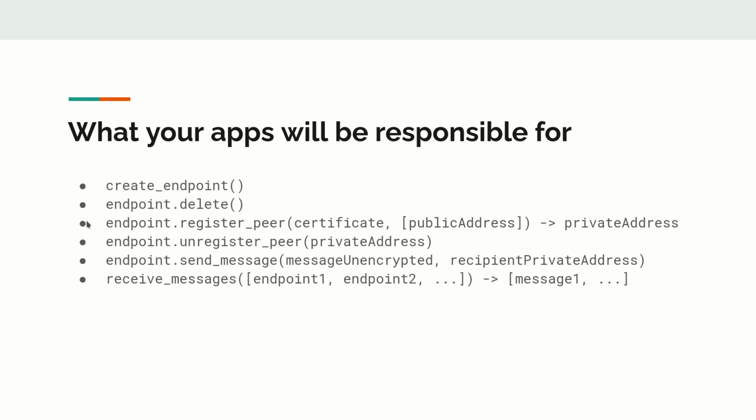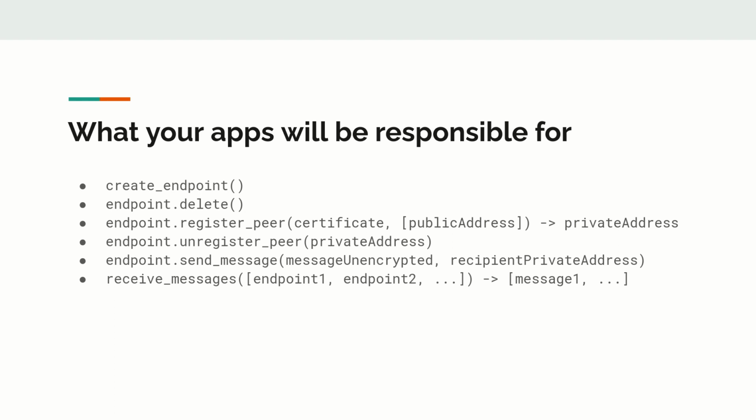Then the next 2 operations are to do with the peers that the endpoint you've got will be talking to. So you will be registering a peer by passing the peer's certificate, and if that peer is a public endpoint, then you will get the option to pass the public address of that endpoint. And similarly, when you no longer need to communicate with that endpoint, then you can unregister that endpoint by passing the private address.